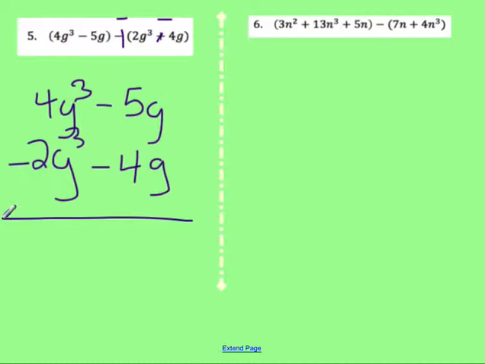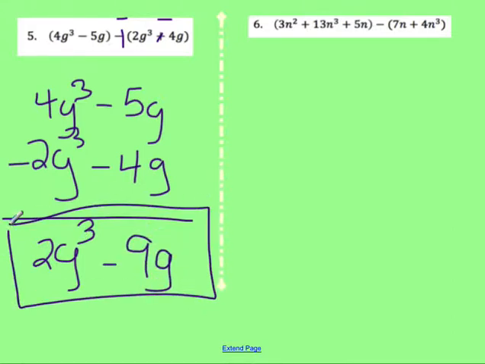So since I've gone through the work of actually changing the signs of everything, I can go ahead and add down the columns. 4g cubed minus 2g cubed is going to give me 2g cubed. Negative 5g minus 4g. When you add two negative numbers, they get more negative. So that's going to give us 9g. So since our exponents are going in descending order, that's our final answer for number 5.